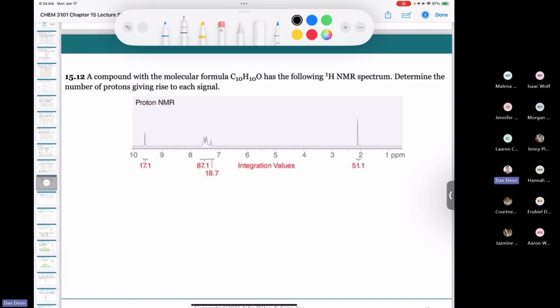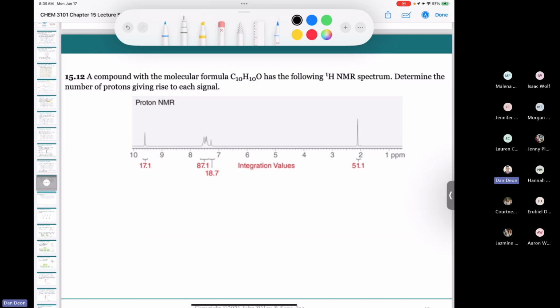All right, so we're going to try a problem here, and it just says you have a compound. The molecular formula is given to you. It's C10H10O, and it says determine the number of protons giving rise to each signal. So let's take a look here. I already did the math on this one. I just want to be doubly sure, but I'll check it. If you need it, I would recommend using a calculator for this.